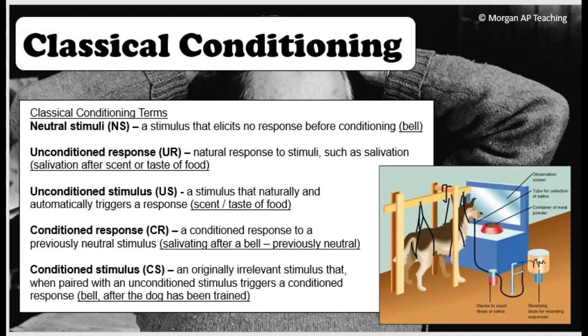Anyways, all right, so classical conditioning. You need a neutral stimulus, NS, a stimulus that elicits no response before conditioning. You rang the bell before, the dog isn't going to do anything except maybe look and go, what's that sound, right? Unconditioned response, a natural response to a stimulus. When you smell or see food, you salivate. That's an unconditioned response. It's what you do. Then there's the unconditioned stimulus, the stimulus that naturally and automatically triggers the response, the scent or the taste.